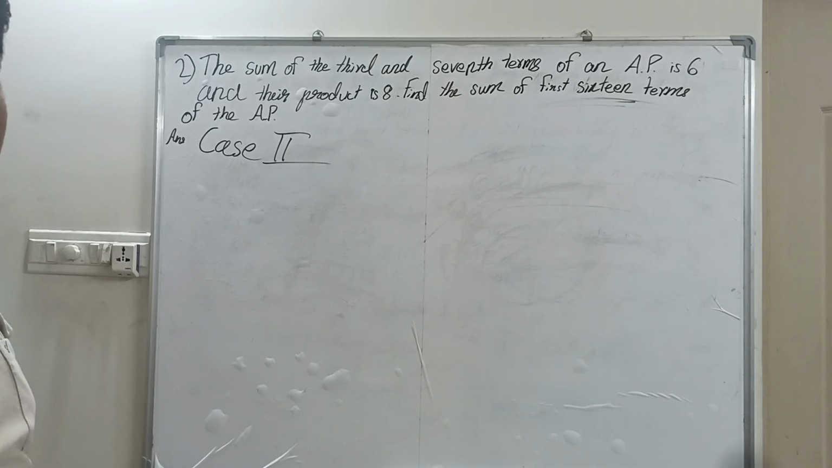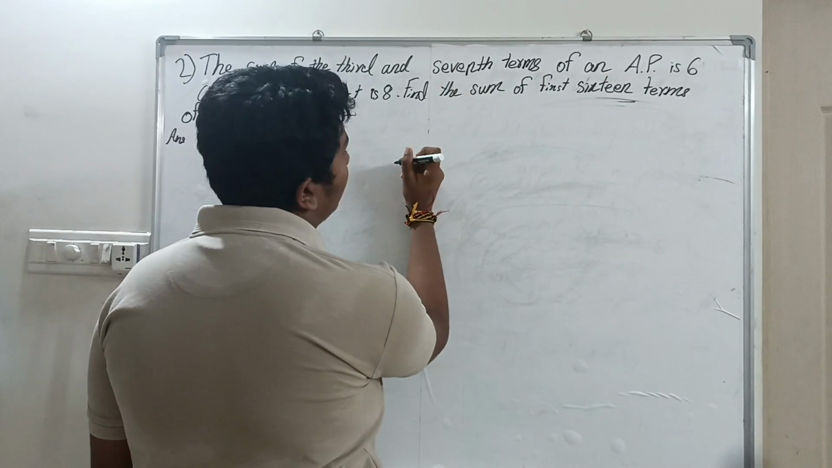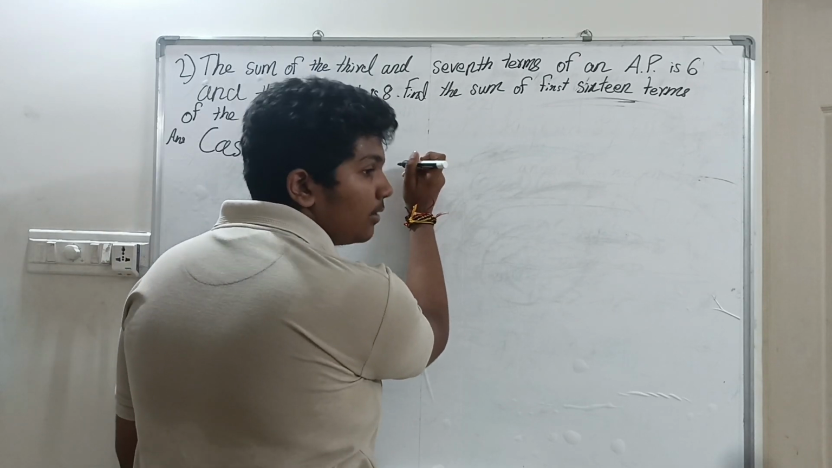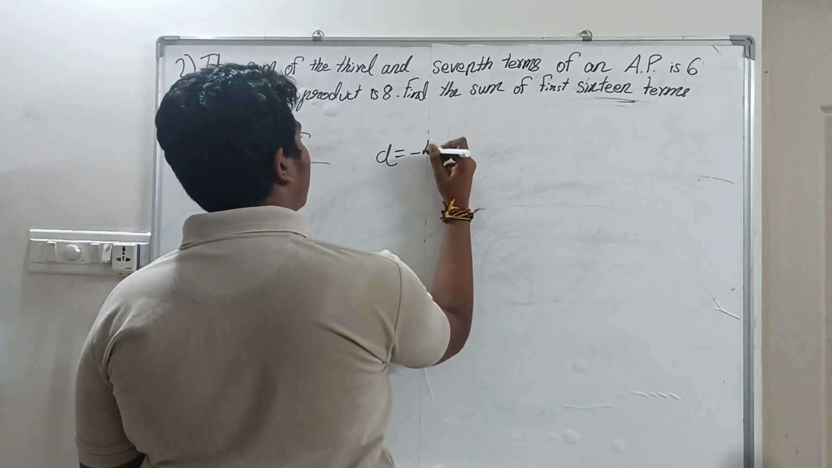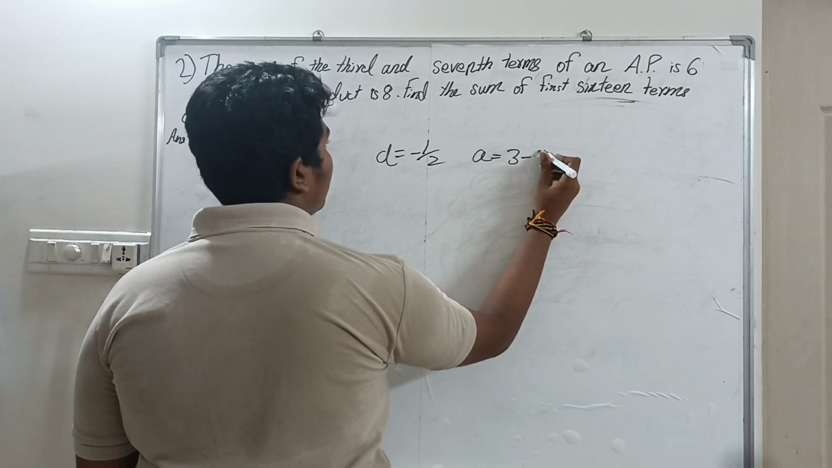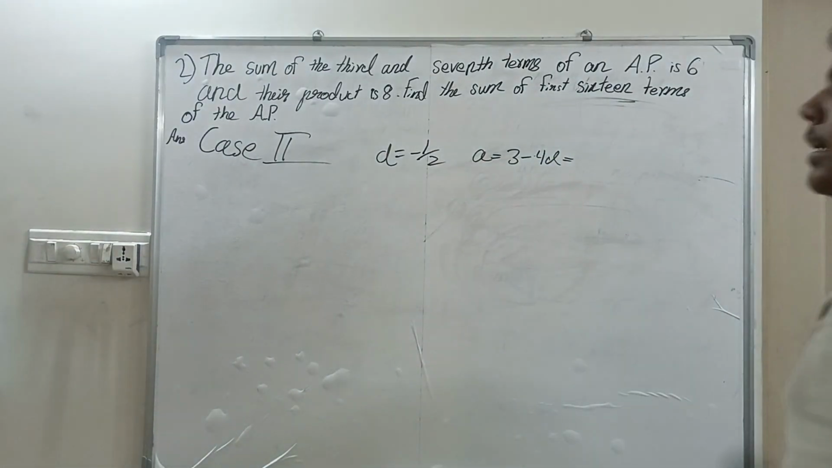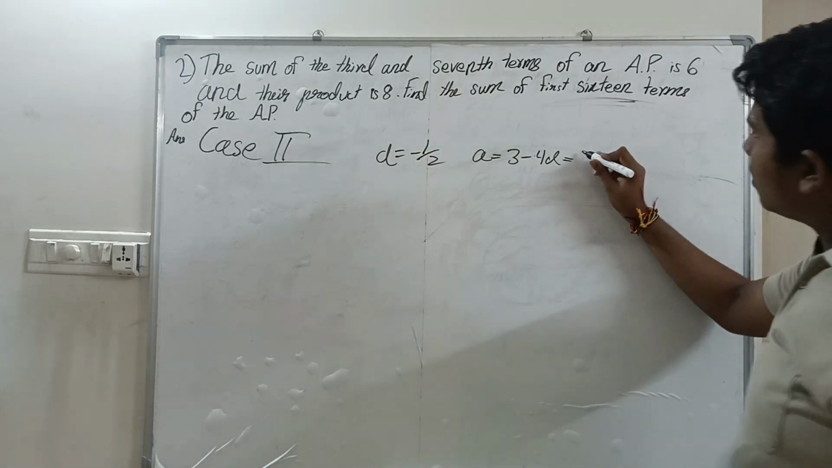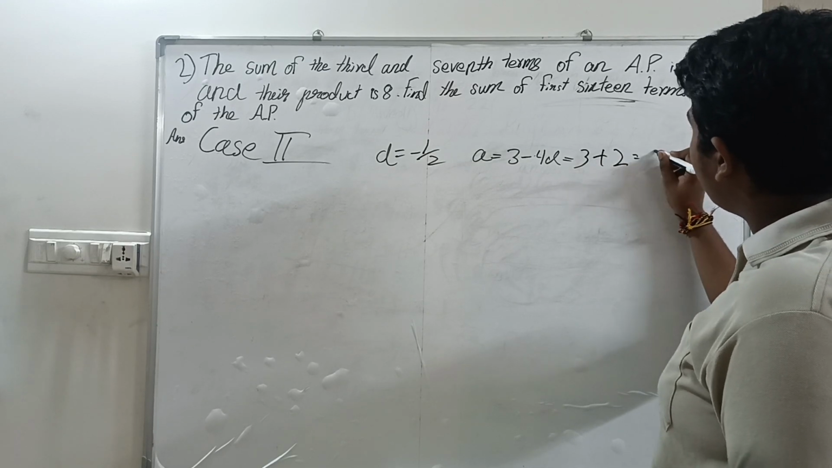So what do you have to do with case 1? D we already found out as plus or minus 1 by 2. We already did positive. Now we have to do negative. So D is equal to minus 1 by 2. So A is equal to 3 minus 4D, which will lead to minus and minus will be plus. So it will be 3 plus 2, which will be 5.